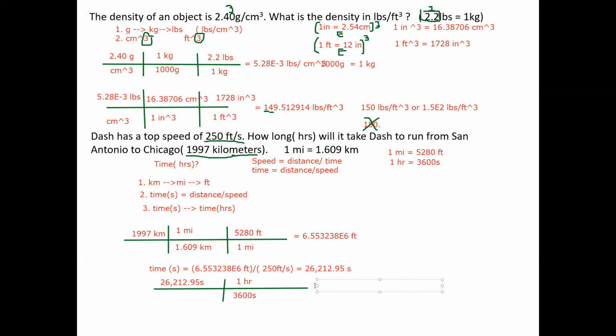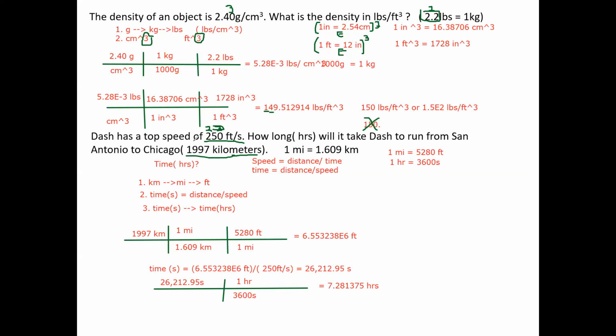And we get 7.281375 hours. So we're not finished yet. We have to round to the correct number of significant figures. So in our original numbers, 250 feet per second has 2 significant figures because there's no decimal point at the end.